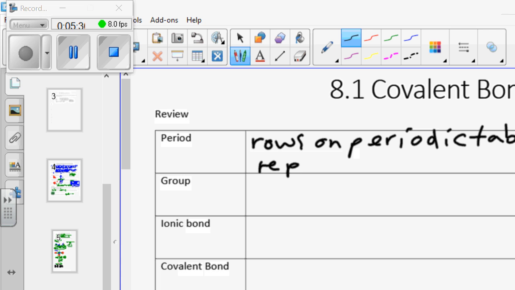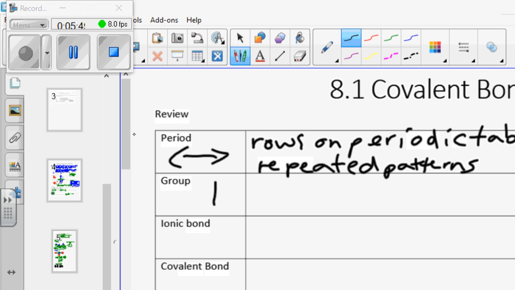And you should have seen in the video about the crash course in chemistry and the periodic law, we have repeating patterns. It's every 8 it repeats. Okay. A period is another word for the row on the periodic table. A group is the column on the periodic table.